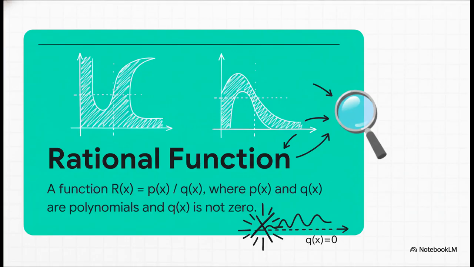Now here is the single most important rule of this entire topic, the one thing that unlocks everything else. That denominator, q of x, can never ever be 0. Why? Well, because in math you just can't divide by 0. It's undefined. It breaks math. Just keep that one rule in your head.